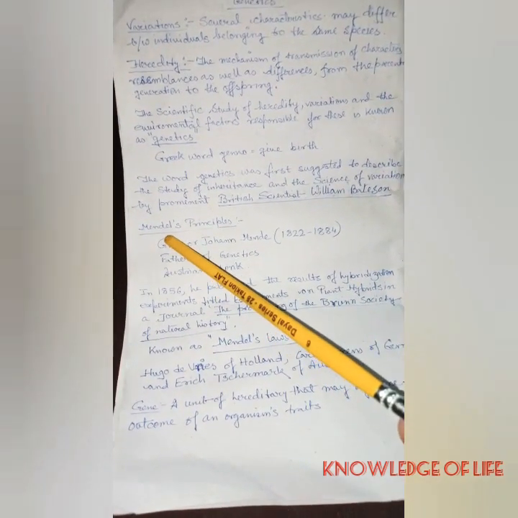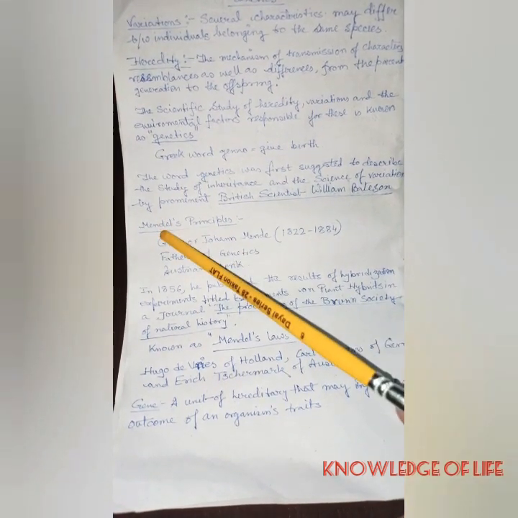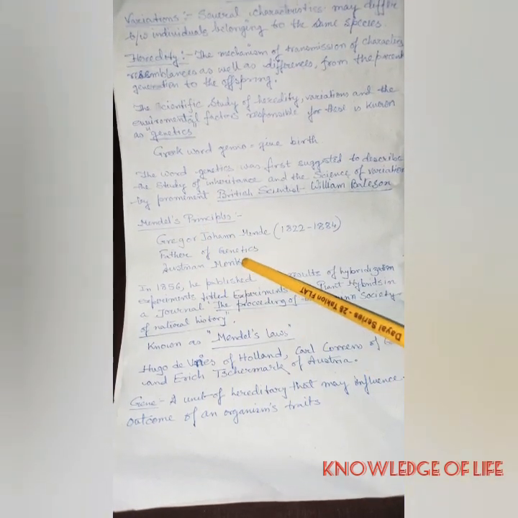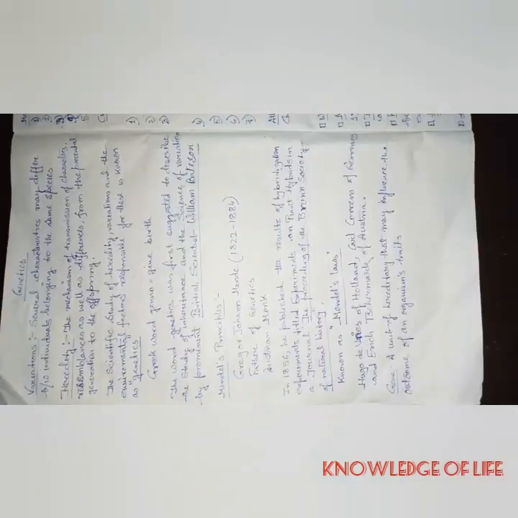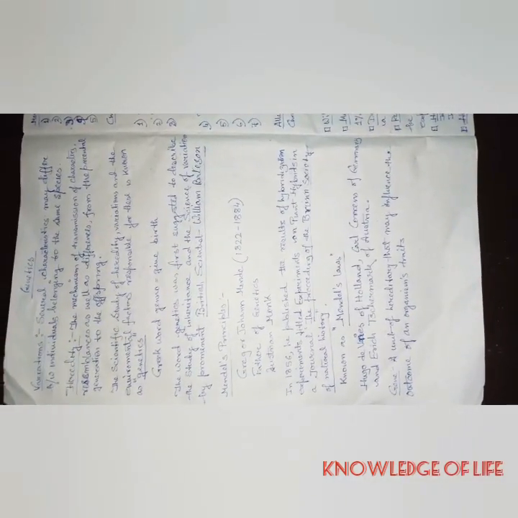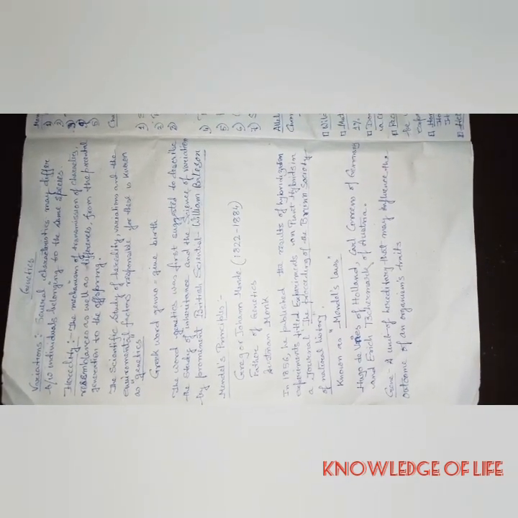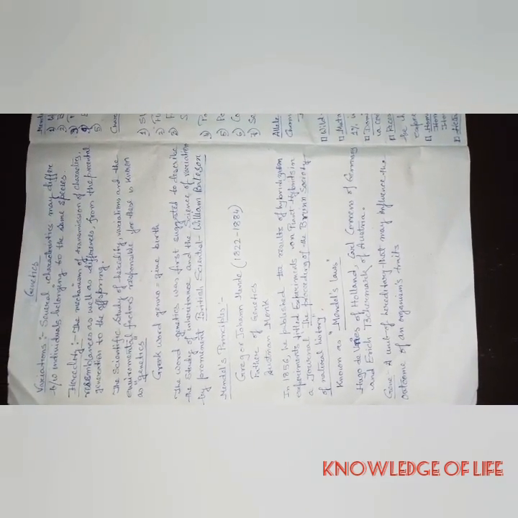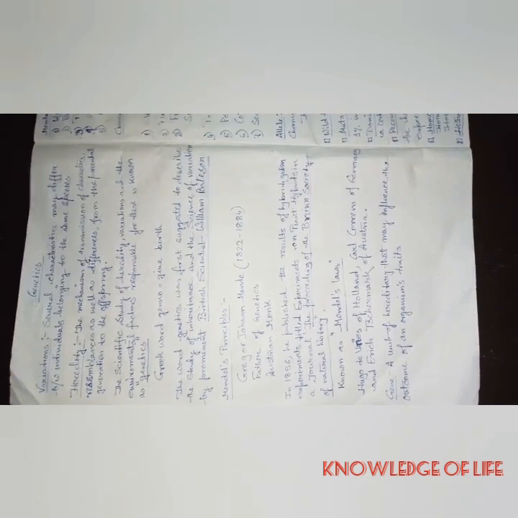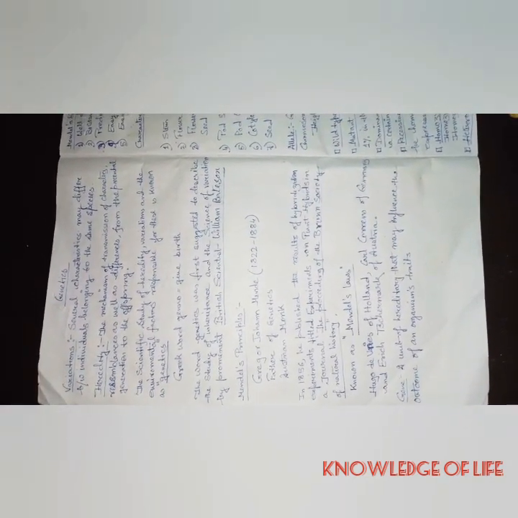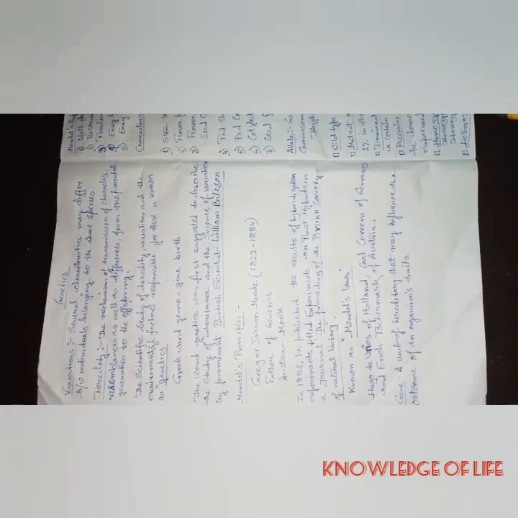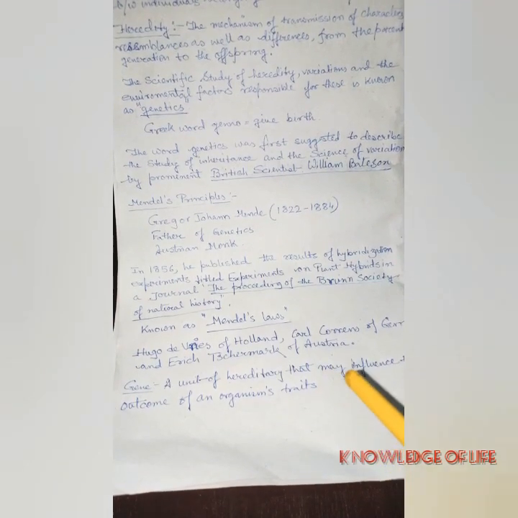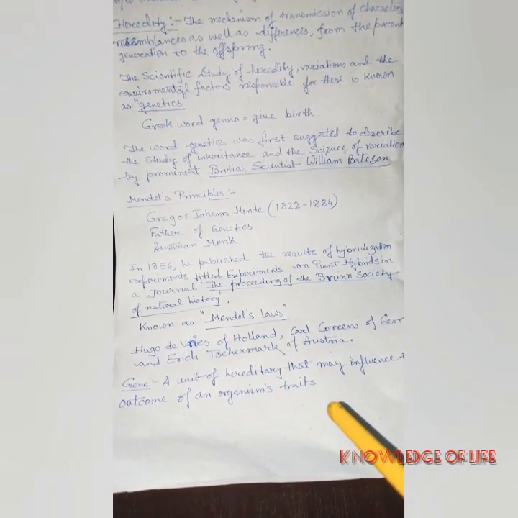In this topic, we will discuss the principles of Mendel, which are known as Mendel's principles. Gregor Johann Mendel, known as the father of genetics, was an Austrian monk. In 1866, he published the results of his hybridization experiments, titled Experiments on Plant Hybrids, in the Proceedings of the Brünn Society of Natural History, and postulated the principles of inheritance, which are popularly known as Mendel's laws. But his work was largely ignored by scientists at that time.